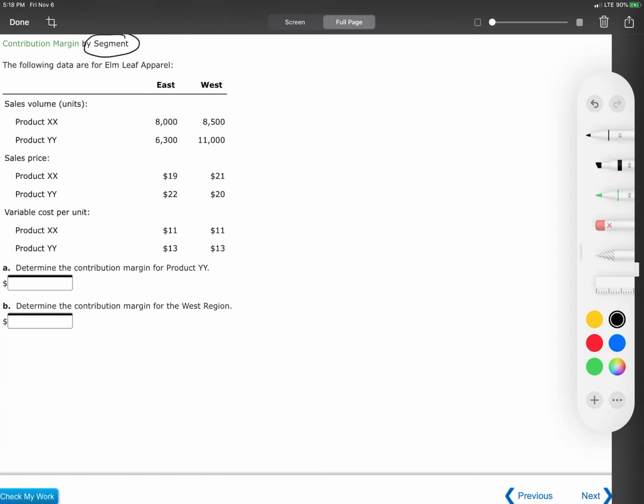Okay, in this exercise, we are going to take an income statement in the variable costing format, and we're going to look at the detail. We're going to look at a segmented income statement. Now, what is a segment? It's a natural way to break up a company.